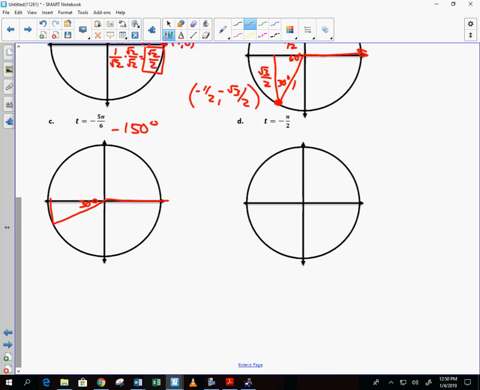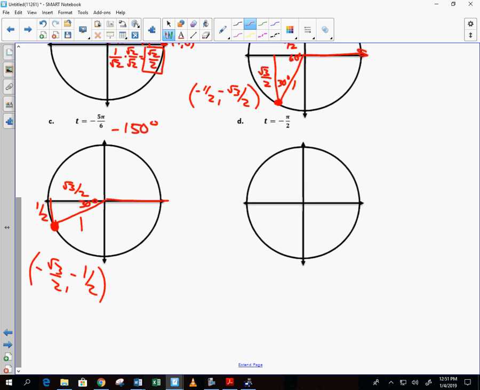What's the length of the radius? Hypotenuse. 1. Shorter side? 1/2. Longer side? Root of 3 over 2. Hey, we've already done that, haven't we? So what's the location of that terminal point right there? Negative root of 3 over 2, negative 1/2. Similar to the last one, but the x and y values are switched.